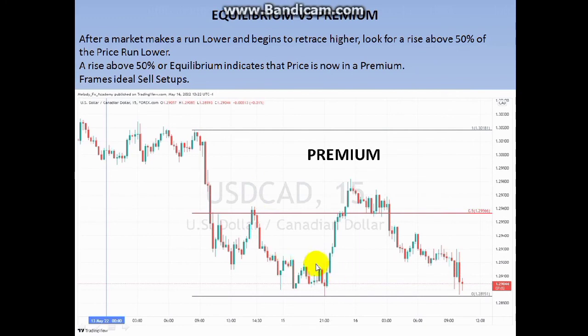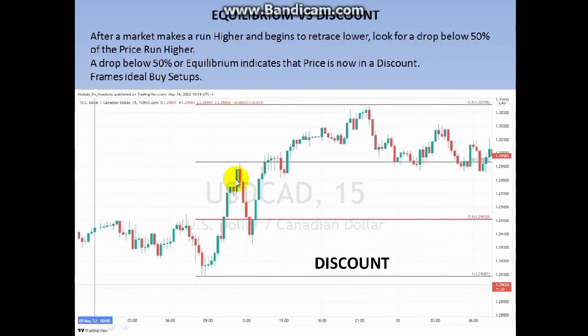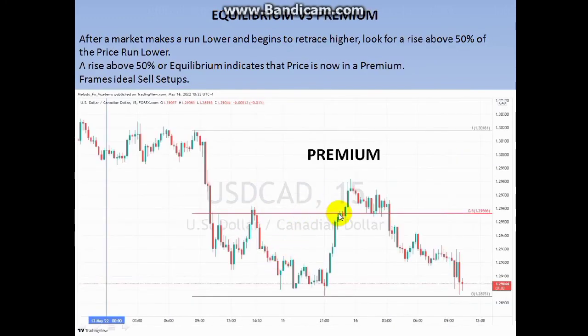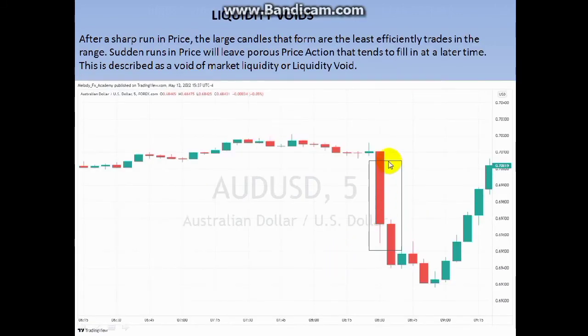Okay, so now we know that we buy at discount and we sell at premium. Never you buy at premium and never you sell at discount. Now we already know what liquidity voids are, market inefficiency, or rather the general term is imbalance. When this happens, price is going to, at a later time, seek to reprice this, seek to rebalance this.